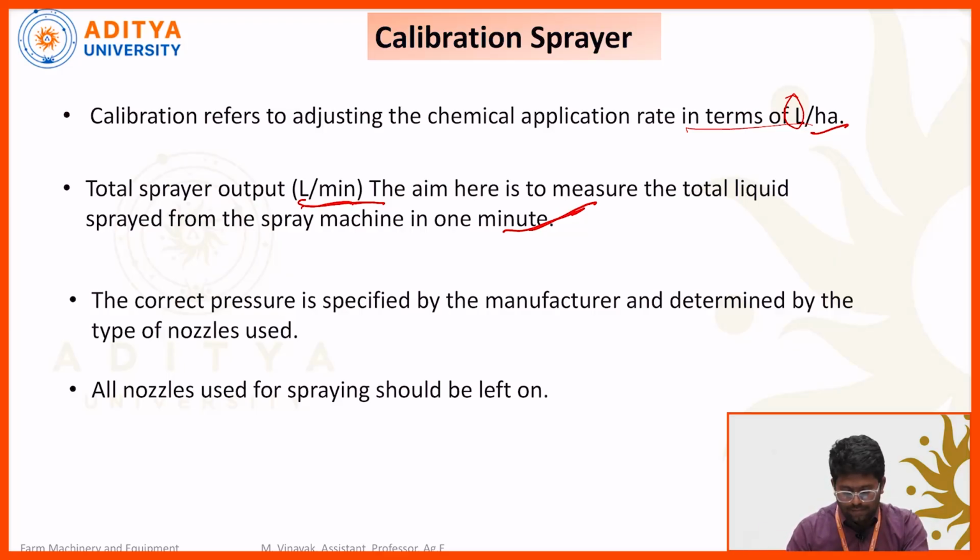Next one, the correct pressure is specified by the manufacturer and determined by the type of nozzles used. All the nozzles used for spraying should be left on. During the process of calibration of the sprayer, all the nozzles should be in the open position. We need to maintain the manufacturer's suggested pressure as well as the manufacturer's suggested nozzles.